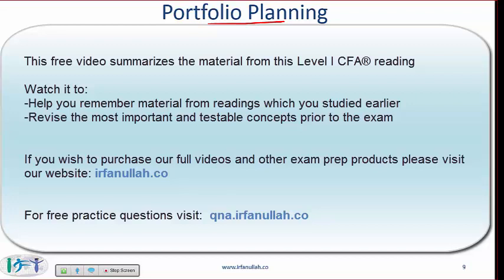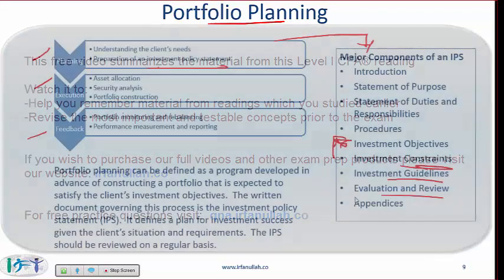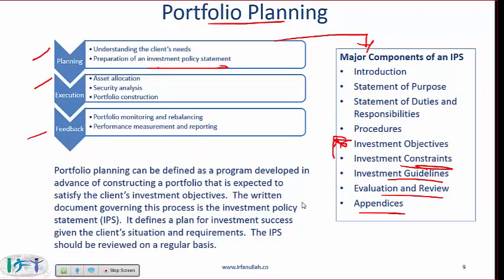There are the 5 constraints, such as liquidity and tax concerns and so on. And then what are the investment guidelines? How do we evaluate whether we are meeting our objectives? And then there are various appendices. So be aware of the components, but understand that the most important components are the risk return objectives and the constraints. After planning, we do execution.